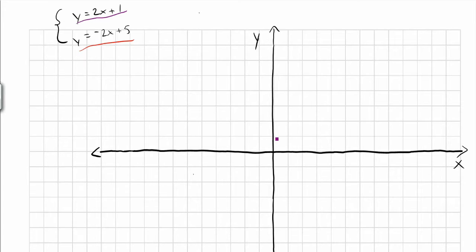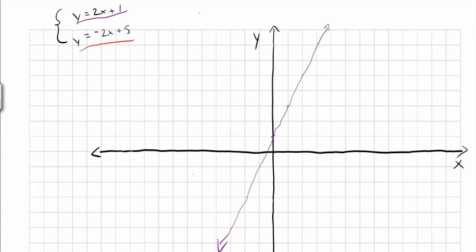So the first one has a y-intercept at the point 0, 1, and it has a slope of 2, so I'll go up 2 over 1, up 2 over 1, and it is this line along these points. So I want to try to draw the line, and on the screen it's hard for me to draw it perfectly straight. There's a line right about there.